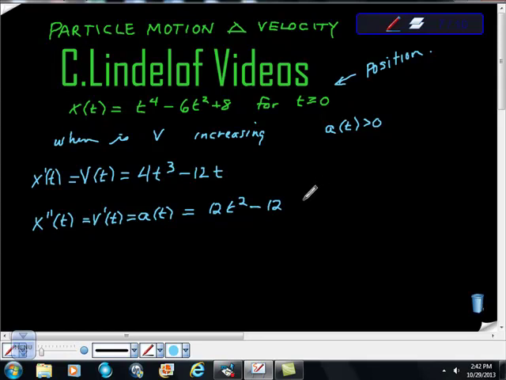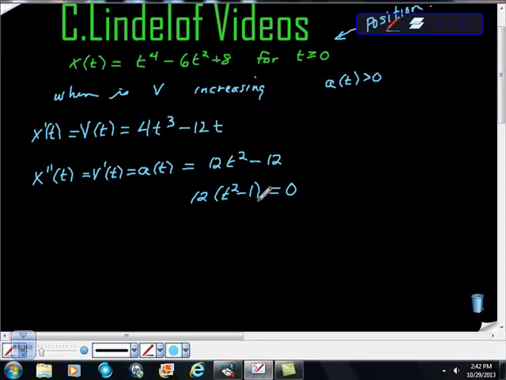And we want to know, when is this greater than 0? So I'm just going to set it equal to 0. I'm going to factor out a little bit. When is 12 times t squared minus 1 equal to 0? That tells us when acceleration is 0. Gives us a place to look from, doesn't it? I don't have to worry about this 12, so I have t squared is equal to 1. t is equal to plus or minus 1.